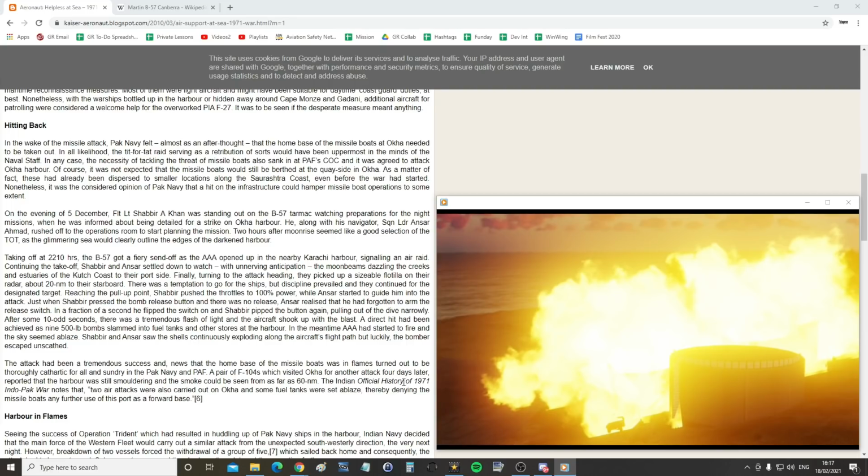The Indian official history of the 1971 Indo-Pak War notes that 2 air attacks were carried out on Okha and some fuel tanks were set ablaze, thereby denying the missile boats any further use of this port as a forward base. So it's incredibly interesting to go back to 1971 and see the initial attack by Indians on Karachi and then the revenge 1 or 2 attacks back on Okha Harbour, where the Karachi attack vessels had set out from.